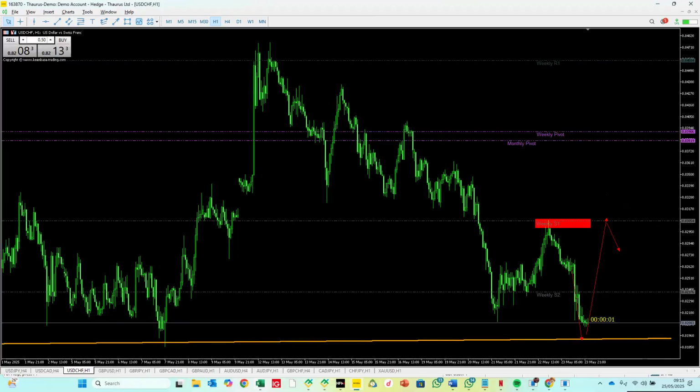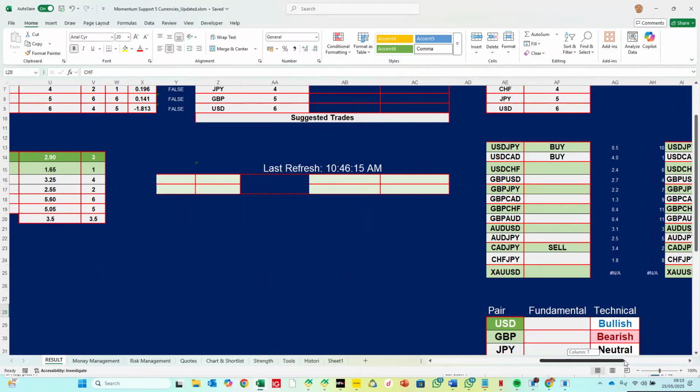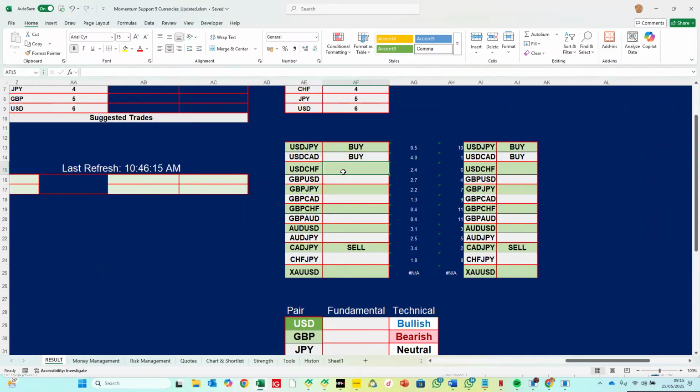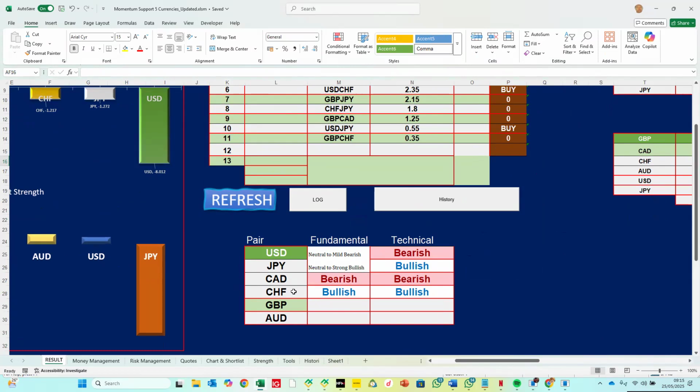Okay, so for me, for US dollars, I'll first put bullish, that's buy. Then after that, in the coming days, I'll be changing it to sell. And then Swiss yen. So let's go to Swiss yen.